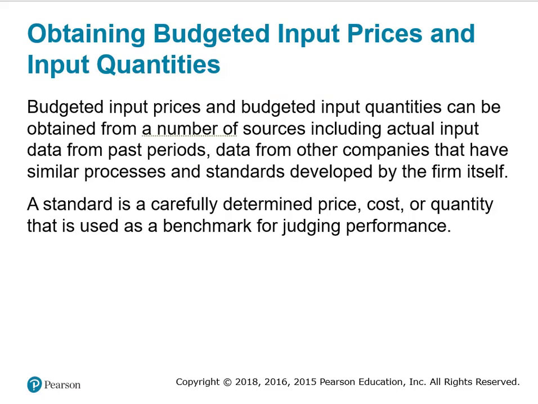So budgeted input prices and budgeted input quantities can be obtained from a number of sources, including actual input data from past periods, data from other companies that have similar processes and standards, or developed by the firm itself. And a standard is a carefully determined price, cost, or quantity that is used as a benchmark for judging performance. And of course, each of these has its own advantages and disadvantages.